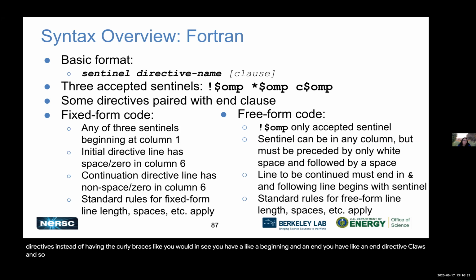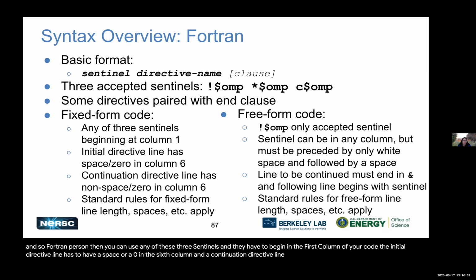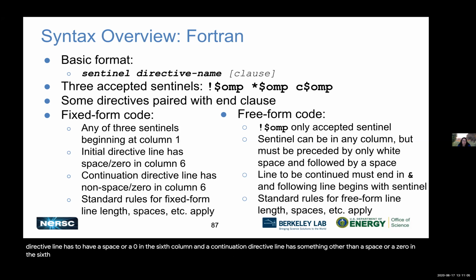And so if you're a fixed form Fortran person, then you can use any of these 3 sentinels, and they have to begin in the first column of your code. The initial directive line has to have a space or a 0 in the 6th column. And a continuation directive line has something other than a space or a 0 in the 6th column. And then, of course, you have to follow all the standard rules for fixed form Fortran, like line length, spaces, things like that.